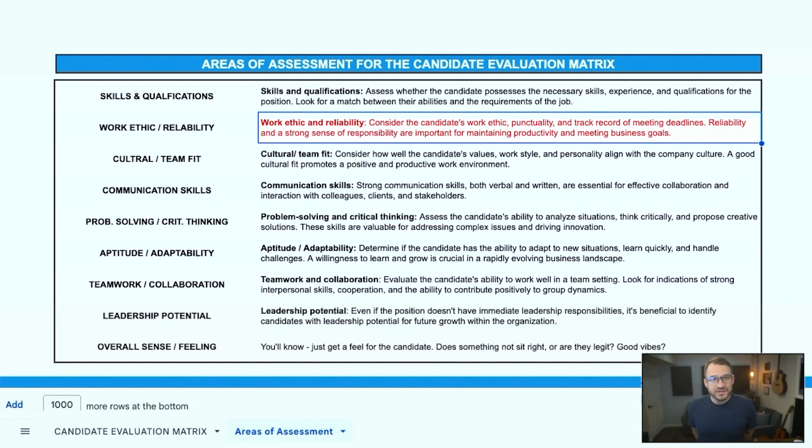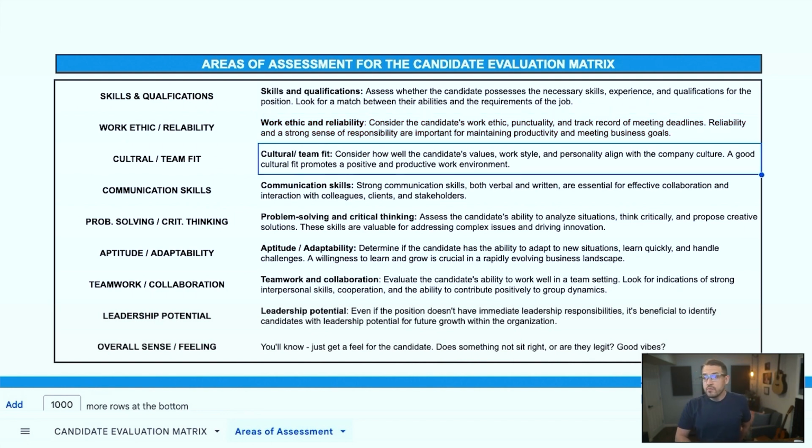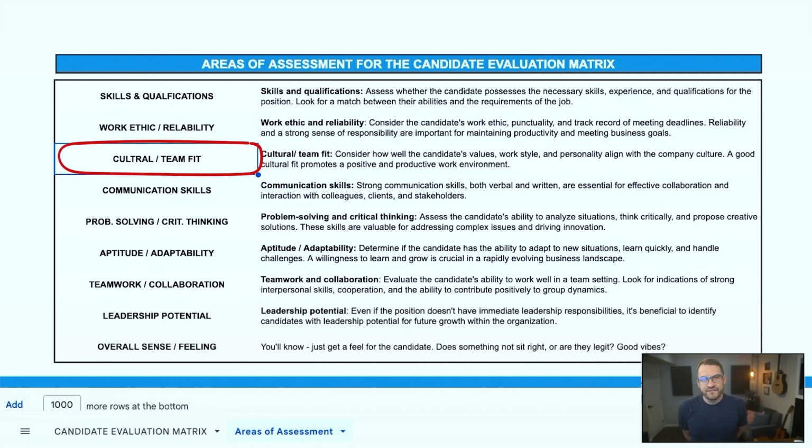We'll ask these questions about their meeting deadlines, and of course, we'll be able to observe their punctuality. Did they even show up for the interview on time? Reliability and a strong sense of responsibility are super important for maintaining productivity and meeting business goals. This is self-evident, but we move on to cultural and team fit.